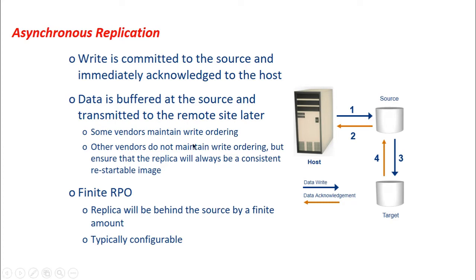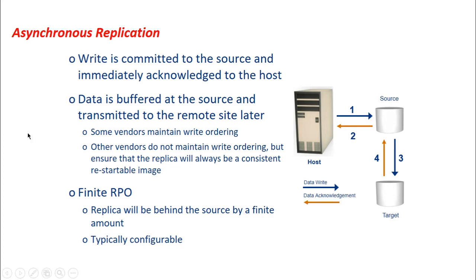In asynchronous remote replication, some vendors maintain write ordering. Other vendors do not maintain write ordering but ensure that the replica will always be a consistent restartable image. So what is this write ordering? As we discussed in synchronous replication, if the data was written first to the source, the same order will be followed while writing the data to the target. That is called write ordering.